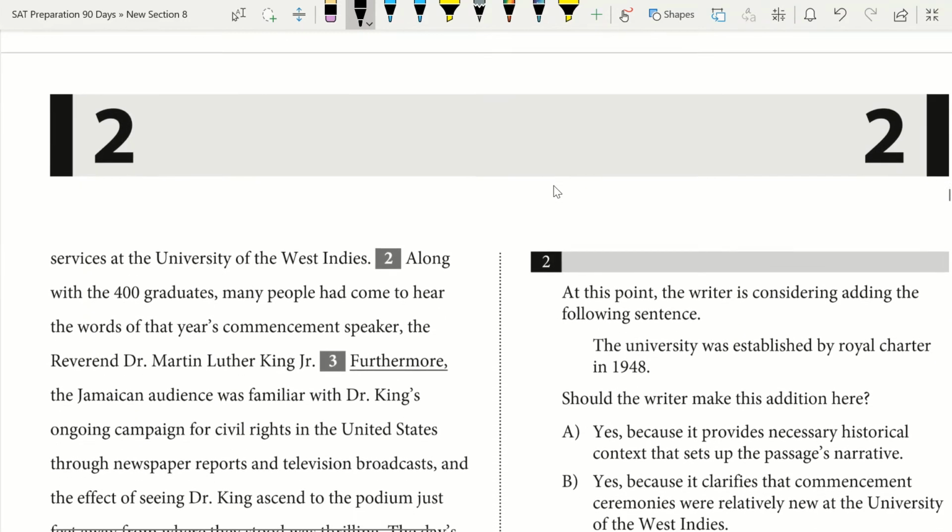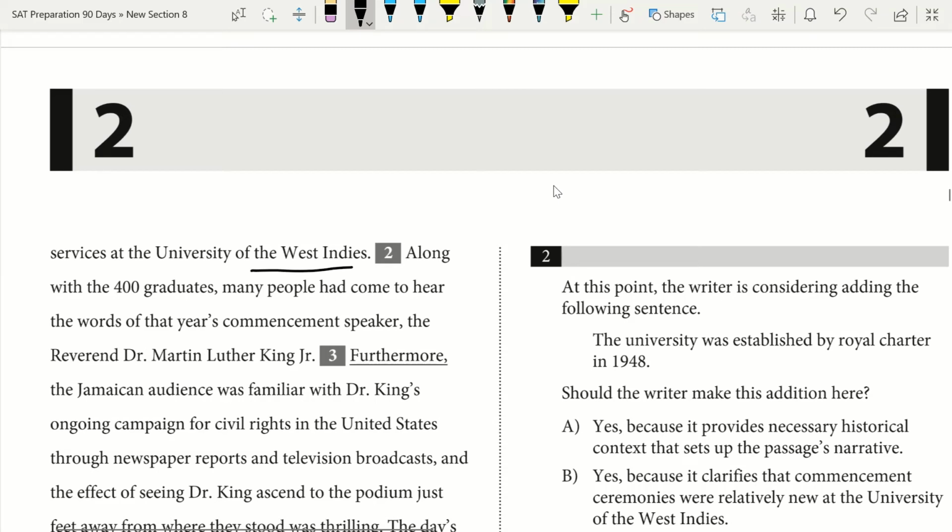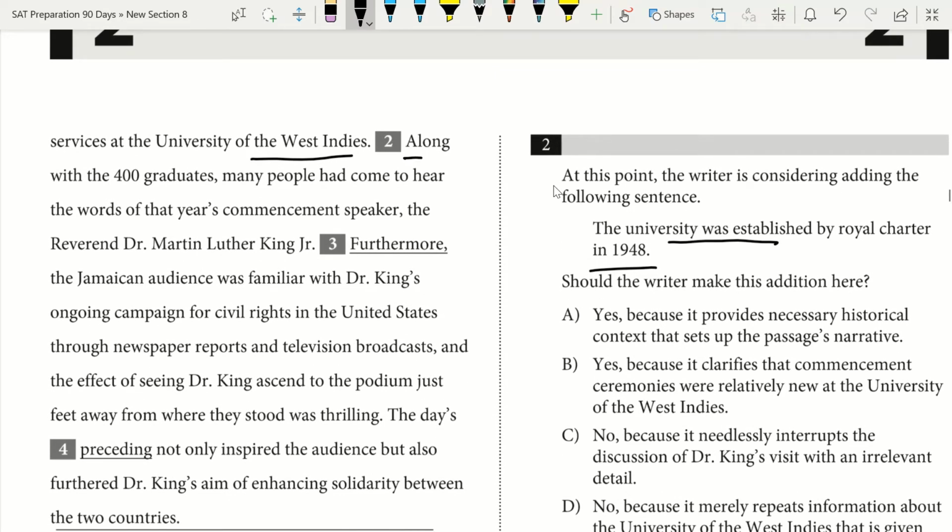We've got commencement services at the University of the West Indies. Okay, at this point, the writer is considering adding the following sentence. The university was established by Royal Charter in 1948. Well, before we know if we should add it, let's go ahead and get some context. So let's read on a little bit. Along with the 400 graduates, many people had come to hear the words of that year's commencement speaker, the Reverend Dr. Martin Luther King Jr.